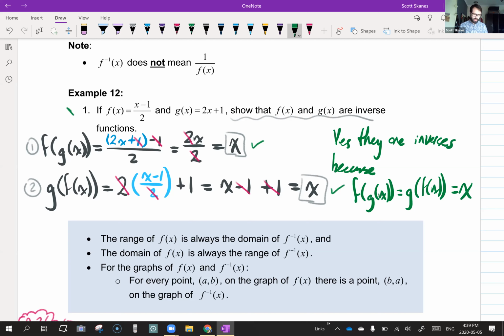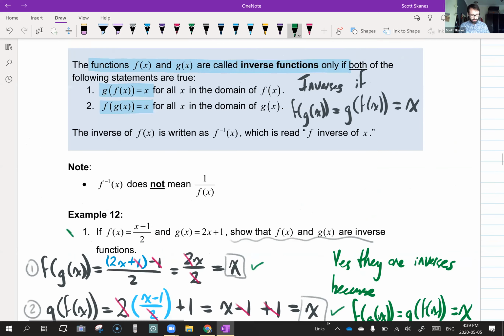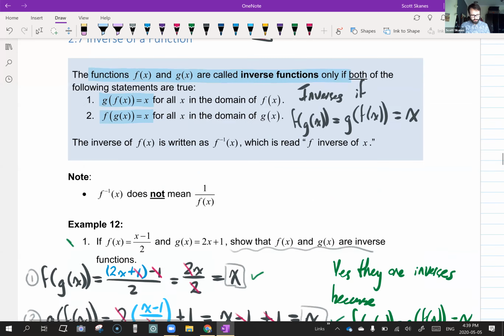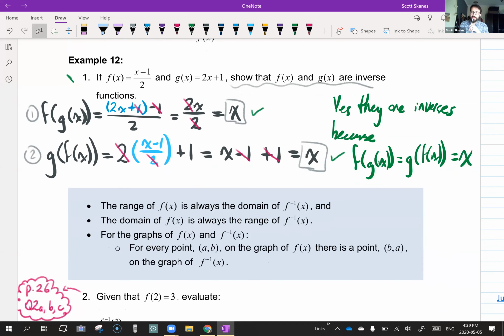So there are certain cases where they're not inverses, of course. If we look up here, obviously these were not inverse functions of each other because they didn't give out x. They gave a totally crazy function. So just be aware that this is what inverse means. Okay, any other questions? That was a good one.